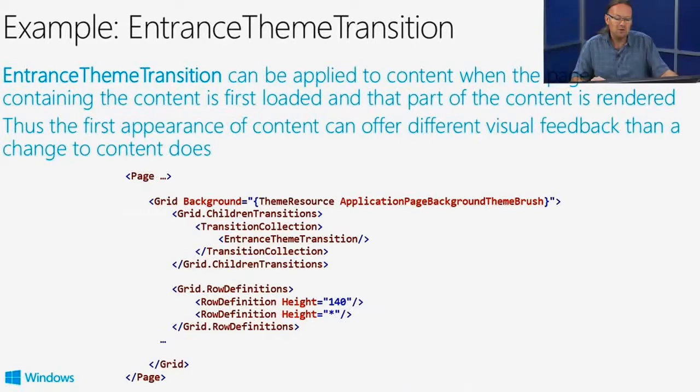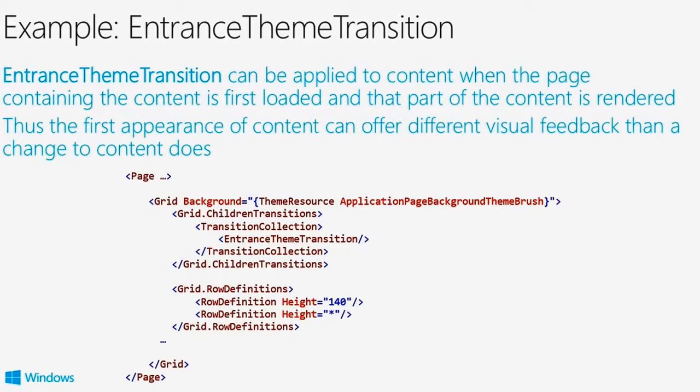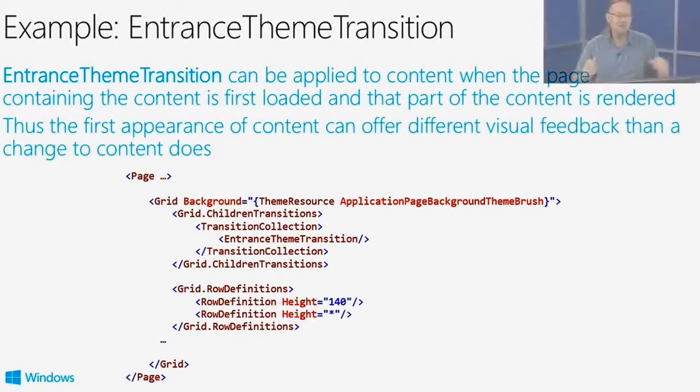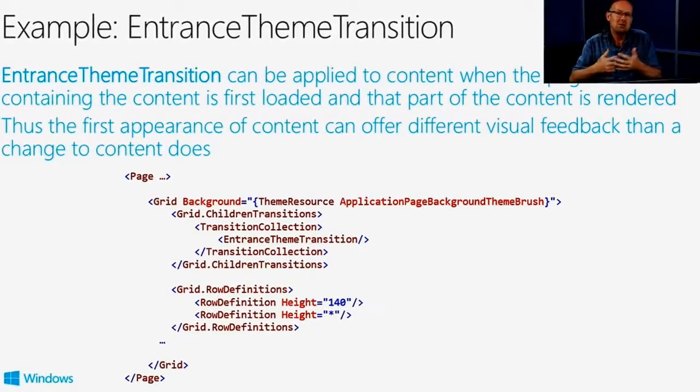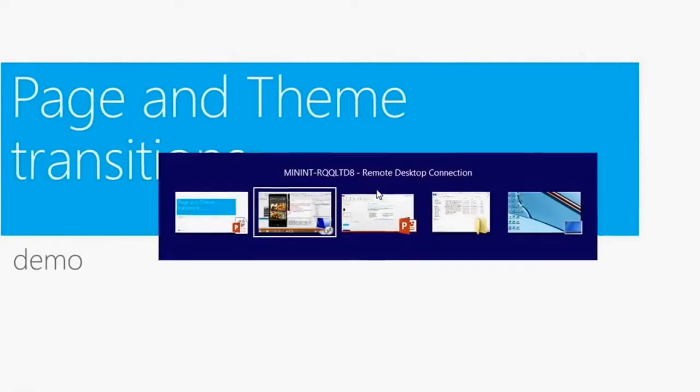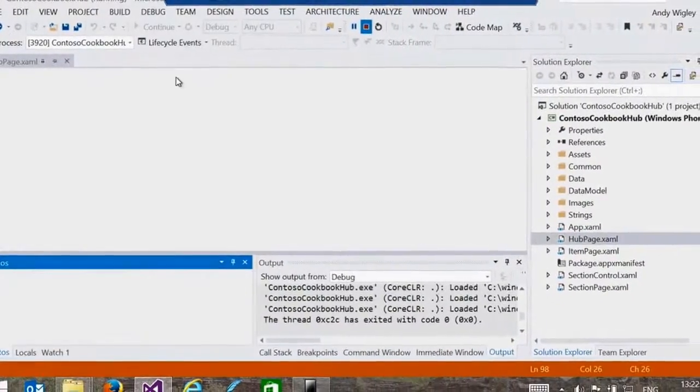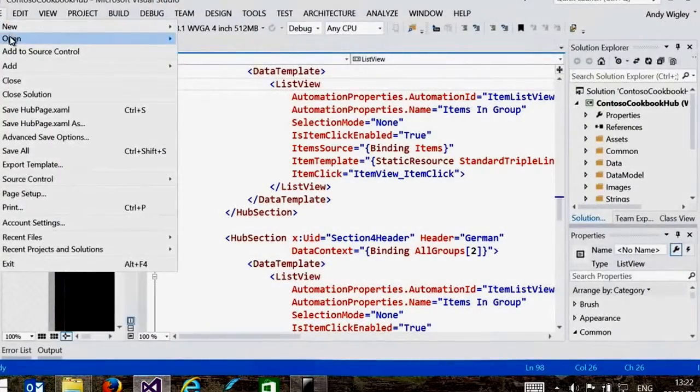The one you will make use of, though, is this entrance theme transition, and you just slap that onto the outer grid on your page. If you've got a grid with a number of items on it, just simply put the grid.children transitions and the transition collection entrance theme transition, that block of XAML, underneath as a child of the grid, and you get a nice effect. The effect is subtle, but the page doesn't just go bang and show itself. Actually, it sort of folds in from the top a little bit, so you get a nice animation, which I will show you. First of all, I'm just going to go File, New Project.